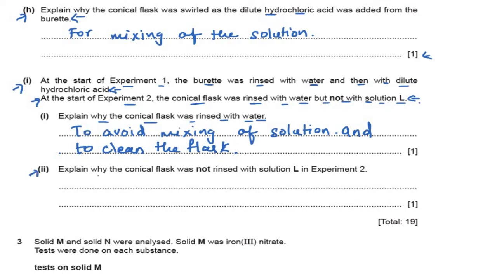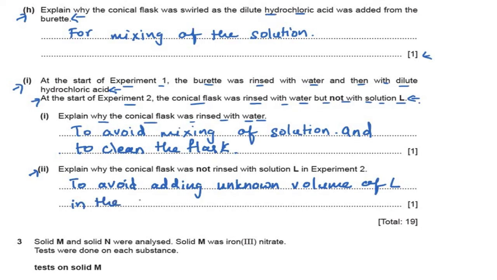Now the next sub question says: explain why the conical flask was not rinsed with solution L in experiment 2. Because if we rinse it with solution L, then some unknown volume will also be added to the conical flask. So we write: to avoid adding unknown volume of solution L in the flask. That is the main reason.